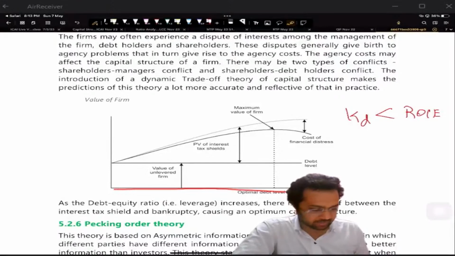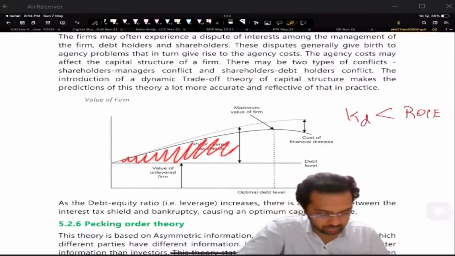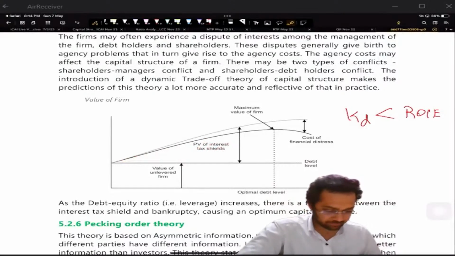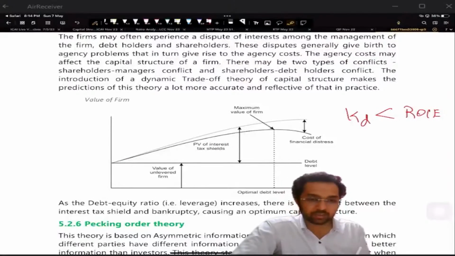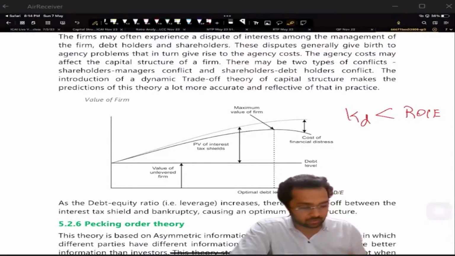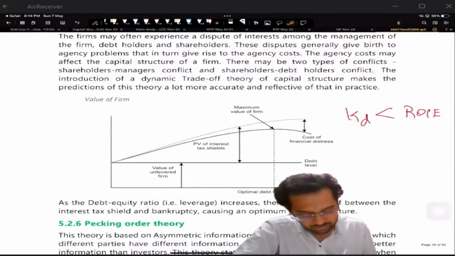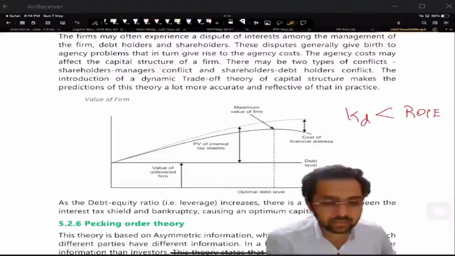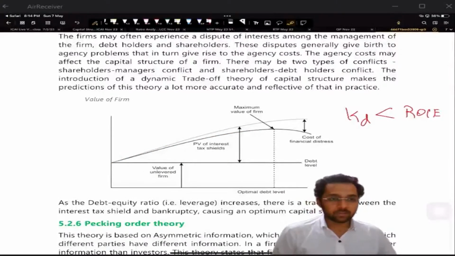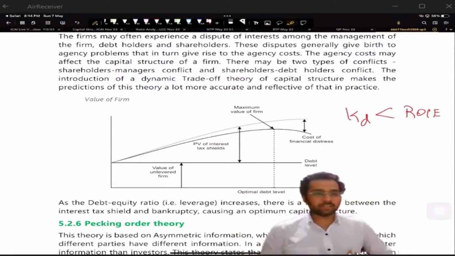So this x-axis indicates the level of debt. As you take more debt, you have the present value of the interest tax shields. When you have this present value of the interest tax shields, you are increasing your firm value by some level. As compared to an unlevered firm, a levered firm is going to have a better value. But you cannot continue this forever, for a simple reason, guys.